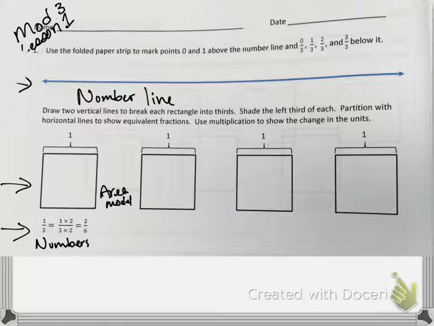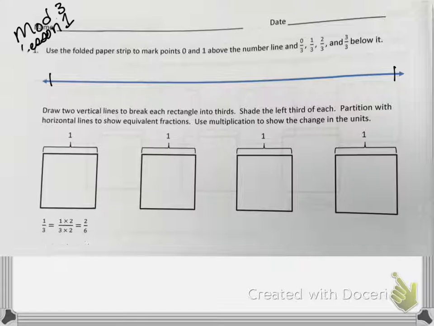So let's start with number 1. Use the folded paper strip to mark points 0 and 1 above the number line, and 0/3, 1/3, 2/3, and 3/3 below it. So let's move some of this out of our way. We're going to put our ticks on the end of the number line. We're going to start with 0 and end with 1. Now we put that above the number line. And then we're going to put this below it.